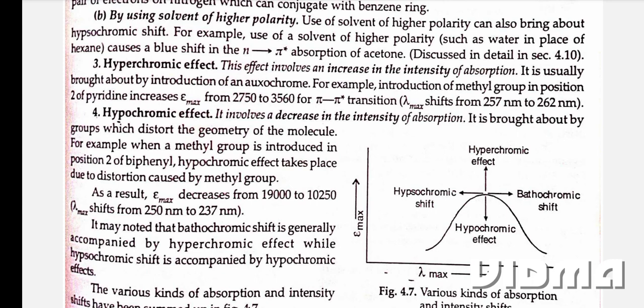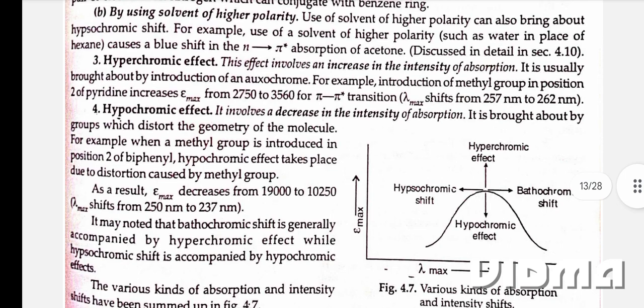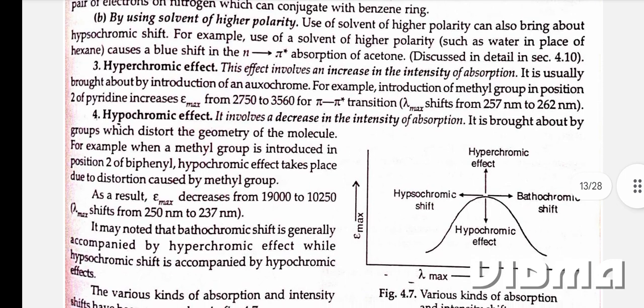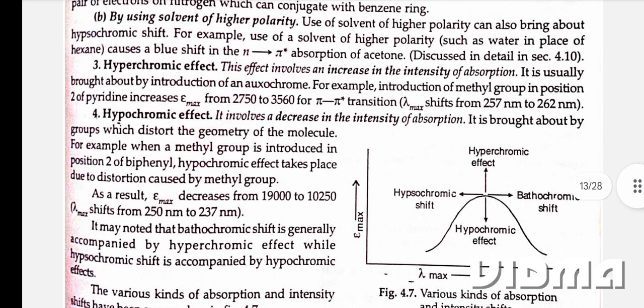For example, use of a solvent of higher polarity causes a blue shift in the n to pi star absorption of acetone. Hyperchromic effect. This effect involves an increase in the intensity of absorption. It is usually brought about by introduction of an auxochrome. For example, introduction of methyl group in position 2 of pyridine increases epsilon maximum from 2750 to 3560 in the pi to pi star transition.